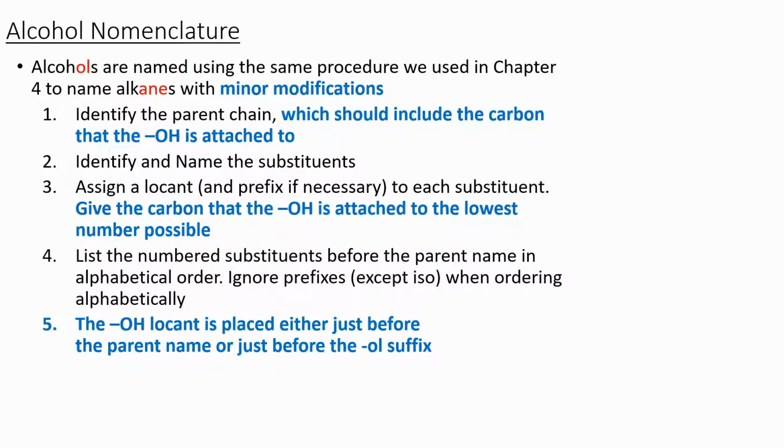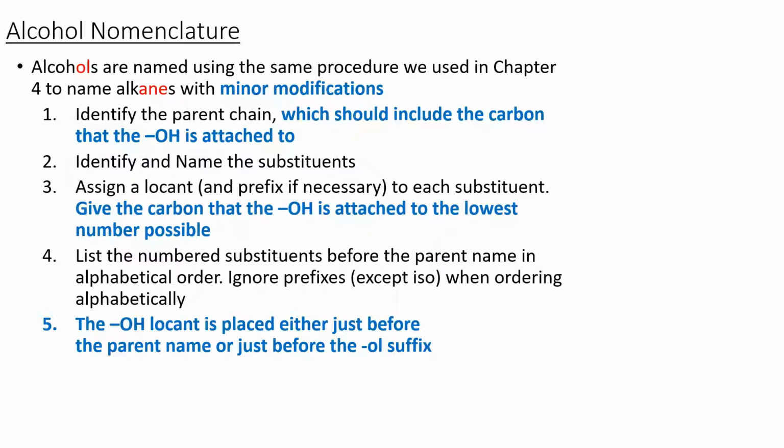So to begin with, we'll just look at the naming convention. The naming convention is going to be similar to the naming convention we looked at for other functional groups. Most importantly, we're looking at the ending. We're going to be using an alcohol -OL at the end. So to begin with, we identify the parent chain. That's what we've done to name all of the organic molecules we've looked at. And then we identify and name the substituents.